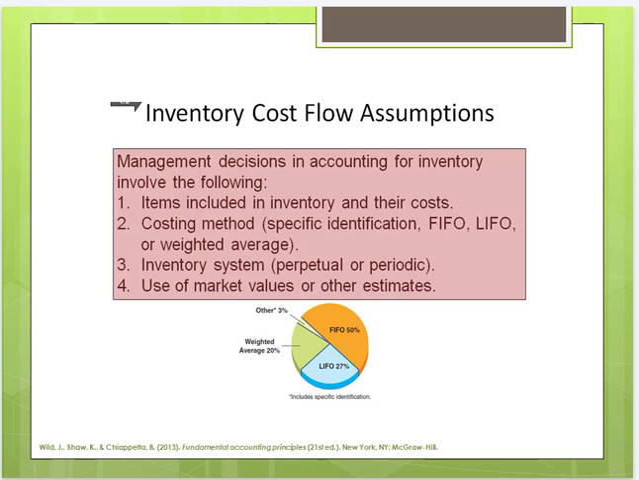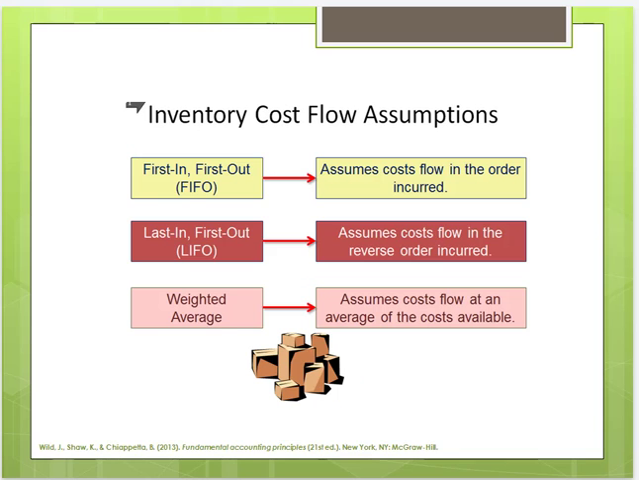In this little chart, we can see the percentages of companies that use each method. You can see FIFO is by far the most commonly used method. We've got 27% using the LIFO method, about 20% using weighted average, and about 3% using something else, maybe specific identification. But FIFO is the most commonly used approach, so that's what we're going to be focusing on in this particular video.